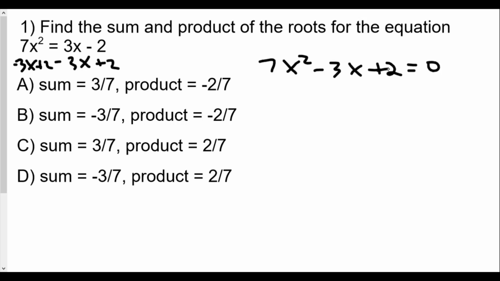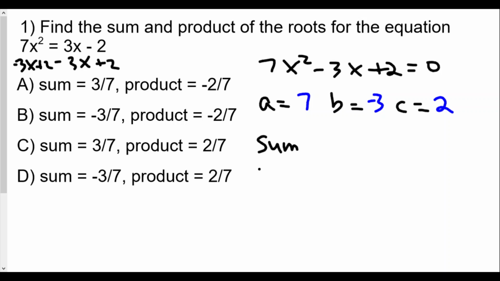Our next step is we need to find our A, B, and C values. Now you might have forgotten A, B, and C. A is the number multiplying x squared, so that number is 7. B is the number multiplying x, which is negative 3. And C is the number by itself, the constant. So that's 2. Once we find these values, we use our formula for the sum of the roots.